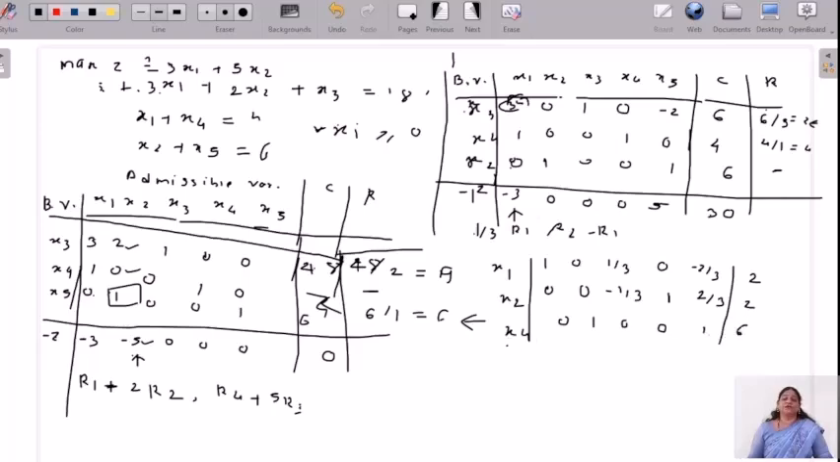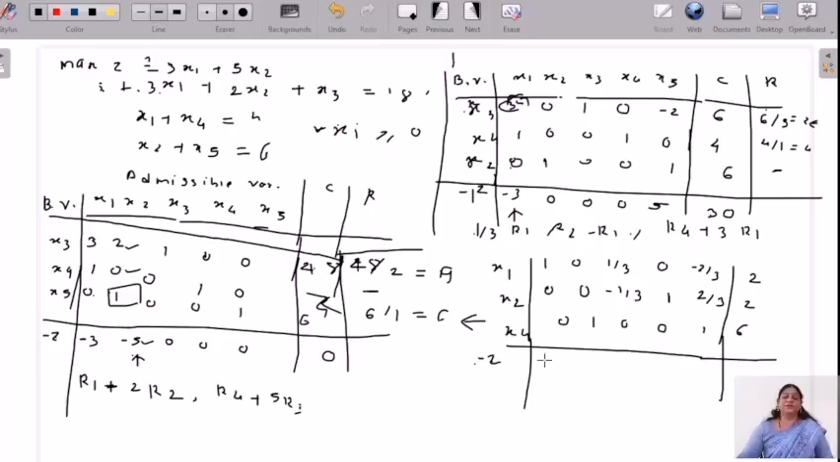Six, and last one is minus z is... You have to do the operation. Minus 3 becomes equal to 0. Therefore do the operation R4 plus 3 times R1.